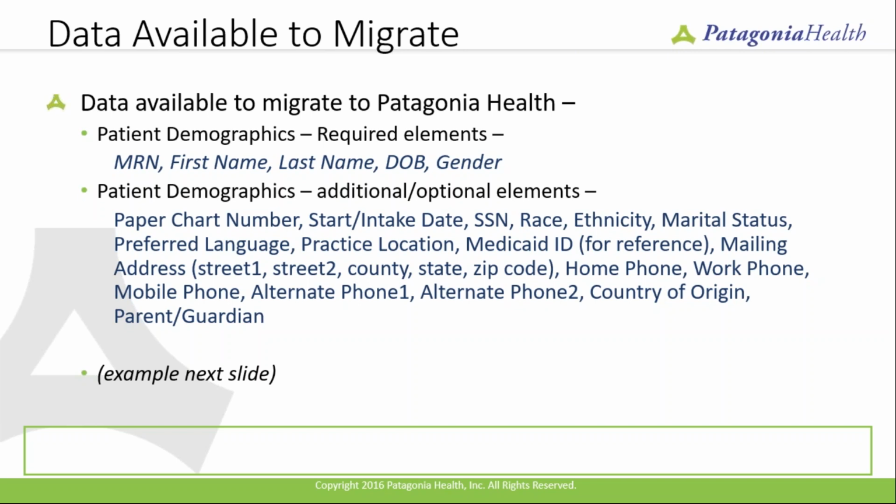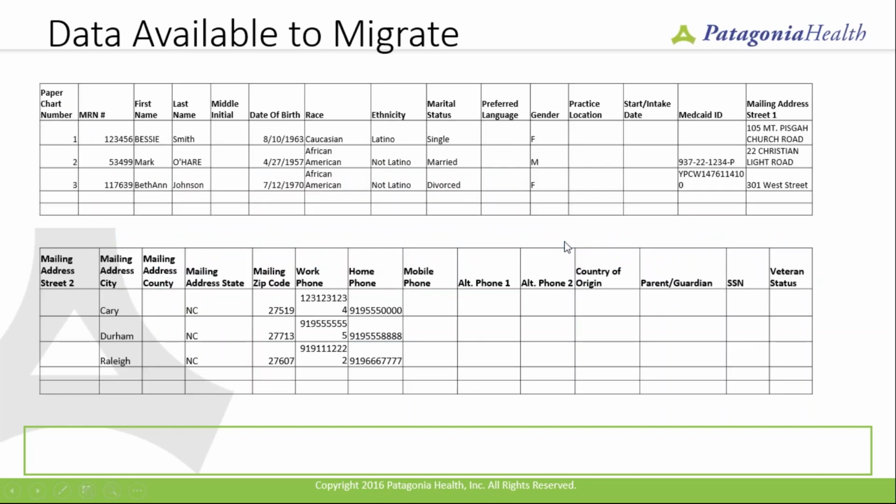We keep the full mailing address with 2 street addresses, county, state, and zip, plus the home phone, the work phone, mobile phone, and a couple of alternate phone numbers as well. We have a country of origin, parent guardian information, and occasionally we can bring in a few more bits and pieces, but that's the core of the demographic record. And I've got an actual sample.